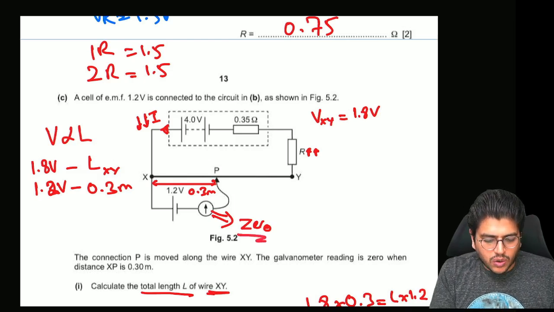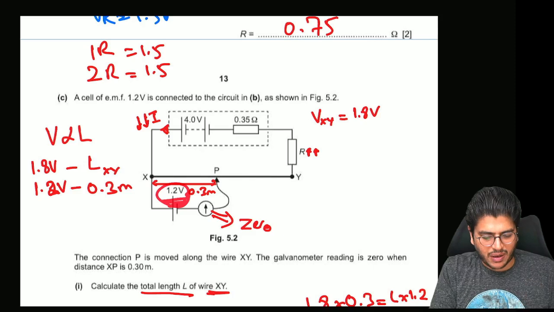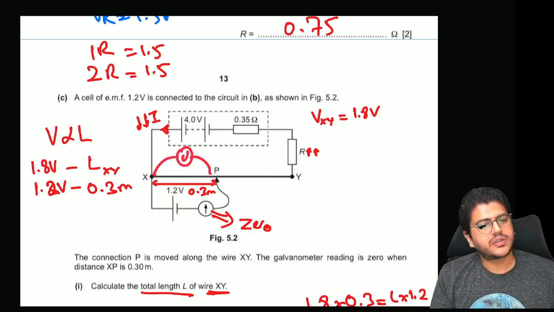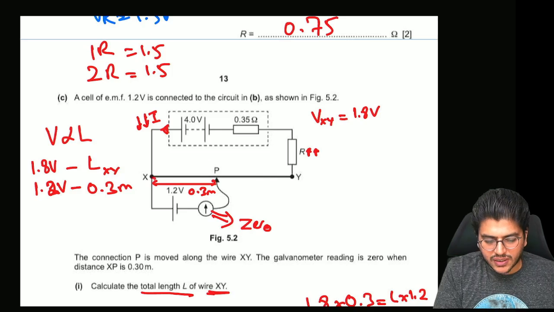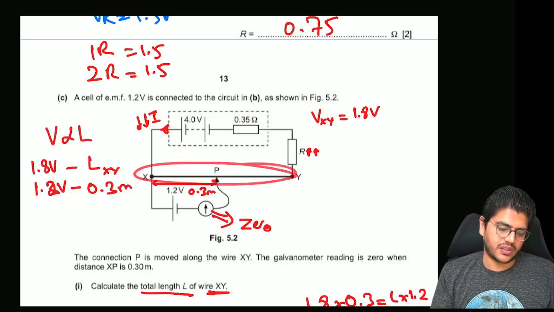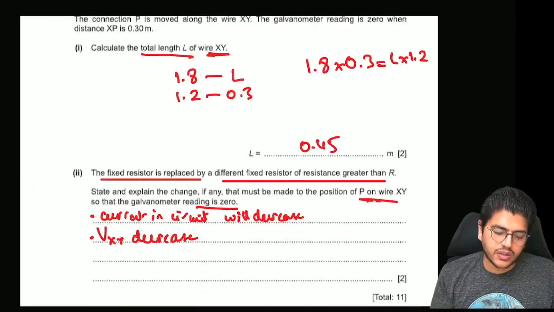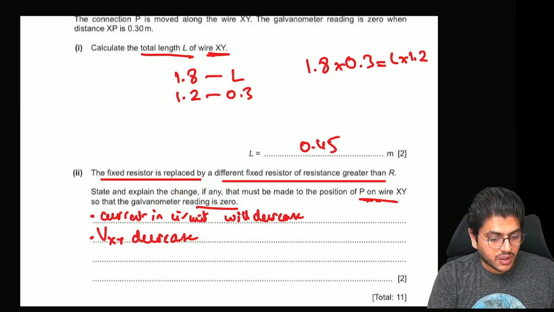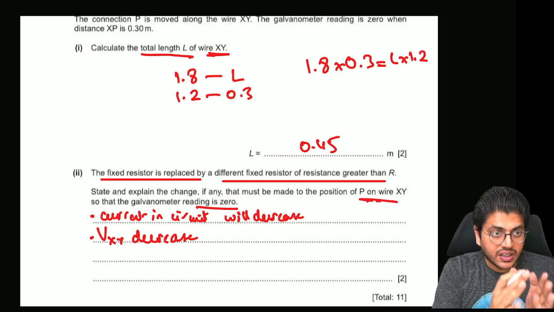It can only be 0 when this voltage of 1.2 volts, which is this battery's voltage, matches the voltage across this part. But we just said that voltage XP is going to decrease. Why? Because voltage XY is decreasing. But we want the galvanometer reading to be 0. So what should we do? We should increase the length.